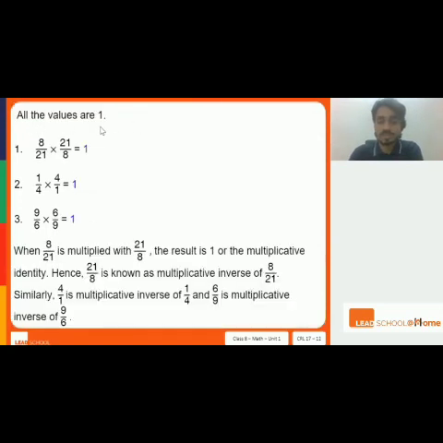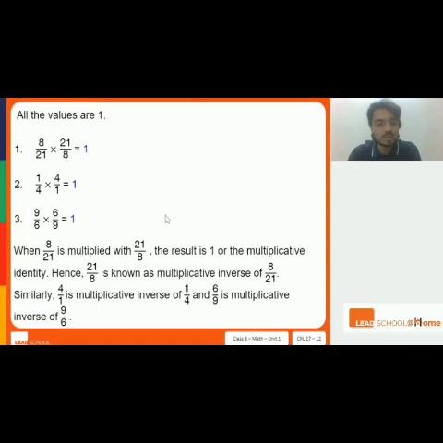All the values are 1, right? So we multiply 8 by 21 with 21 by 8, we get 1. Similarly, we get 1 for all these 3 questions. So when 8 by 21 is multiplied with 21 by 8, the result is 1, or the multiplicative identity. Remember, we just discussed the multiplicative identity of all the numbers is 1. So when these two numbers are multiplied, the answer is the multiplicative identity.